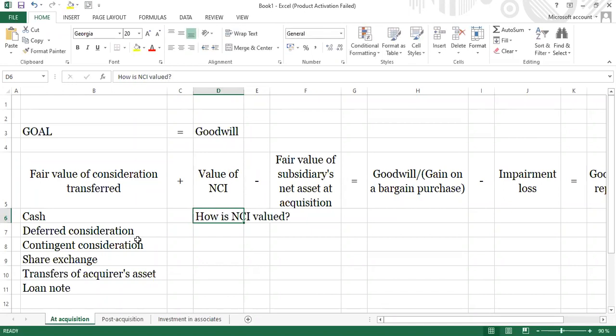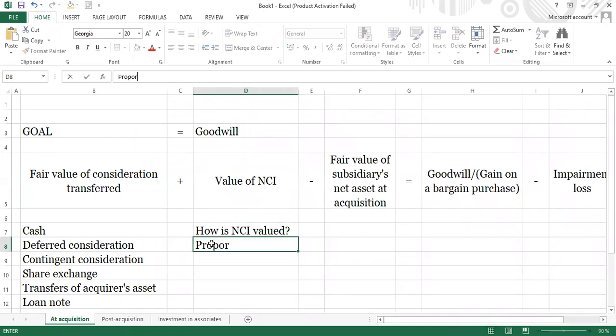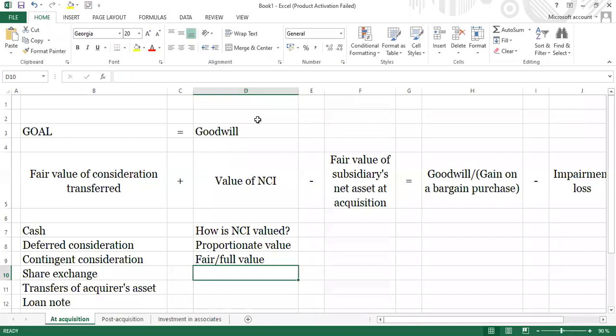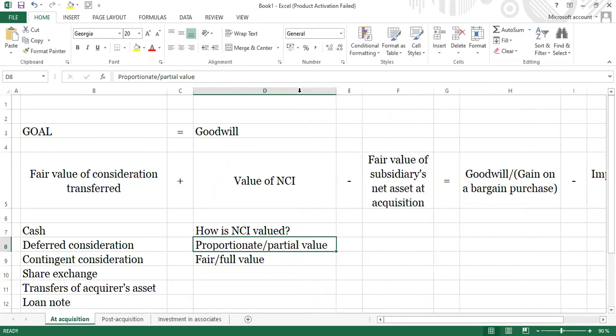What are the ways through which NCI can be valued? What are the methods? You have at proportionate share. Okay, we have proportionate value, and at fair value too. Thank you very much. So this fair value is fair or full value. Sometimes they will not say proportionate, they can say partial. So we'll be looking at how this will affect your income statement. We're picking it little by little.